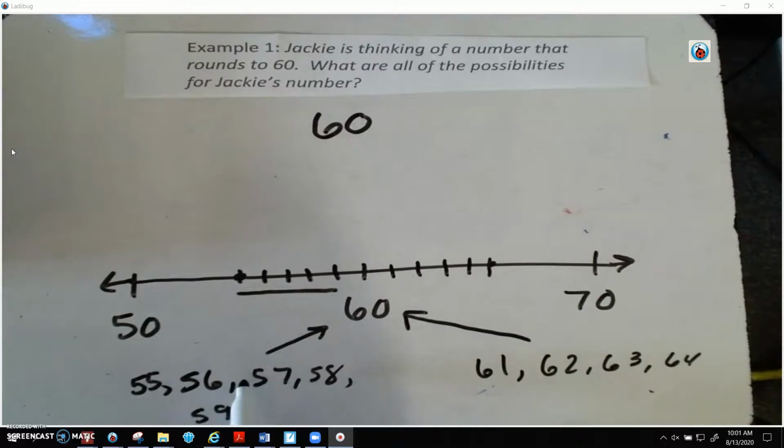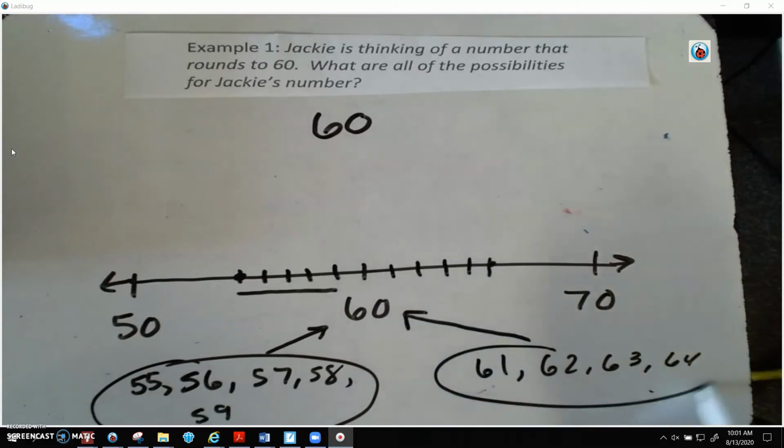So right here, all the possibilities for Jackie's number that will round to 60 are 55, 56, 57, 58, 59. Those are the numbers that are lower that are going to round to 60. And then the numbers that are greater are 61, 62, 63, and 64. So those are all of my possible answers of numbers that would round to 60.